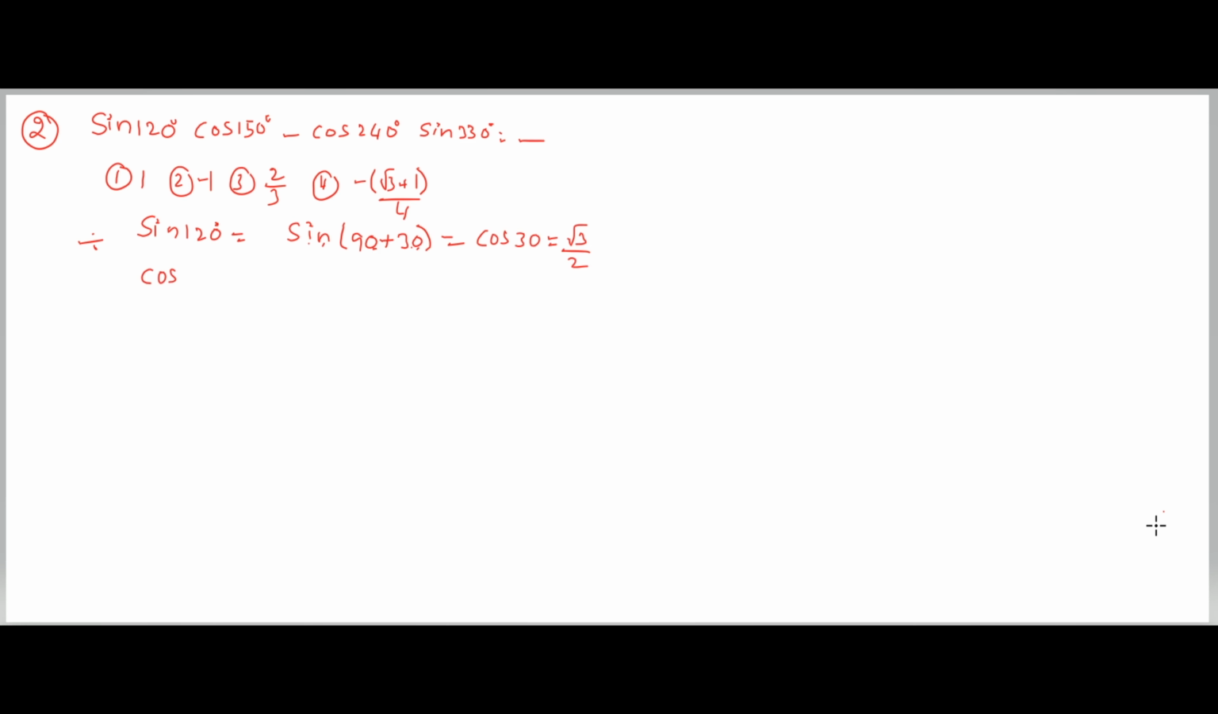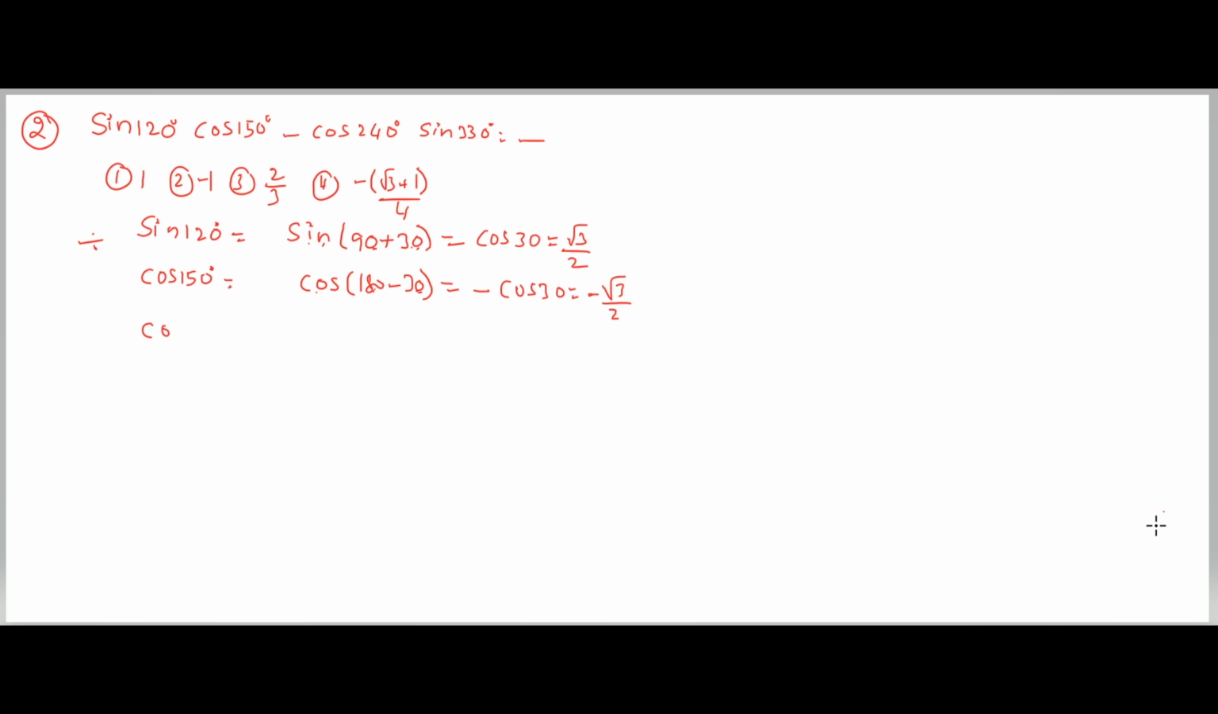Second one, cos 150 degrees. Cos 150 is written as cos of 180 minus 30 degrees. 180 minus theta lies in the second quadrant. In the second quadrant, cos is negative. Here it is 180, so cos stays cos. Cos 30 degrees is equal to minus root 3 by 2.